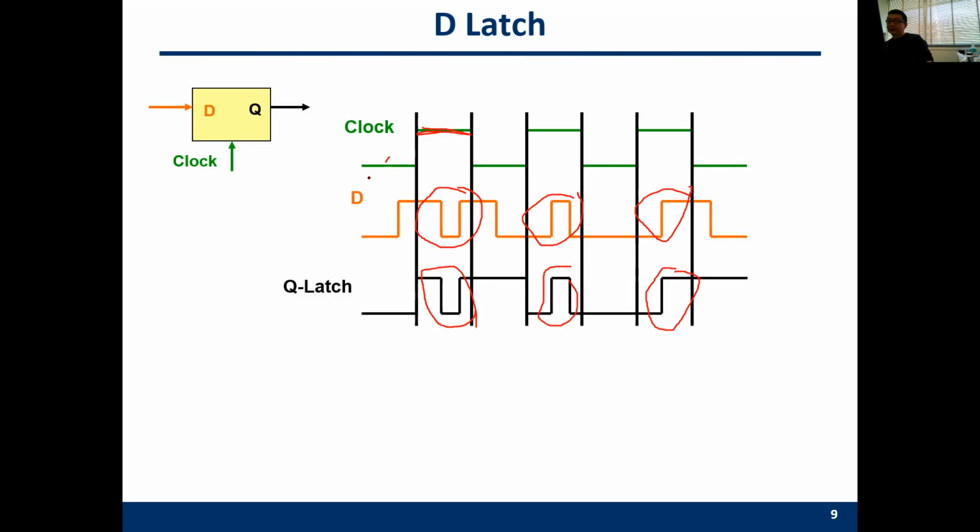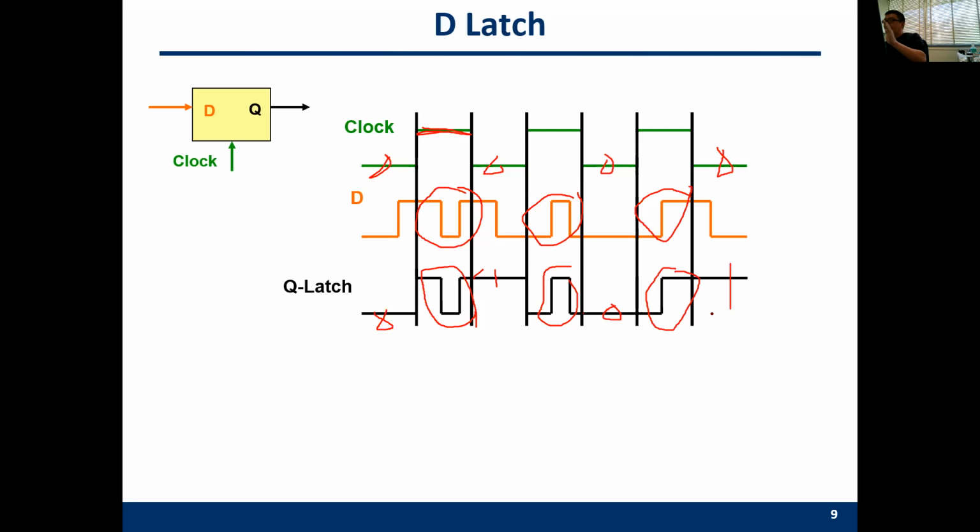However, when the clock is low, it just holds. Hold means I just hold the state obtained during my last cycle. Because in my previous cycle, this is 1, so it just holds this 1. This is 0, it just holds this 0. Again, this is 1, it just holds 1.